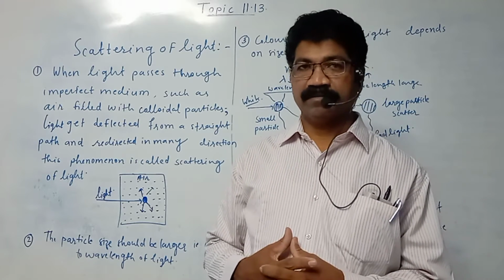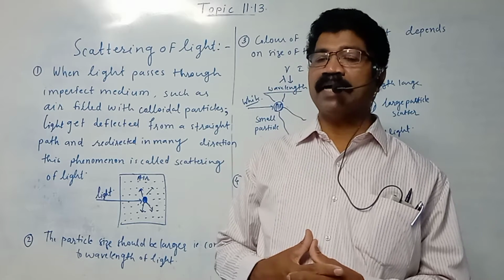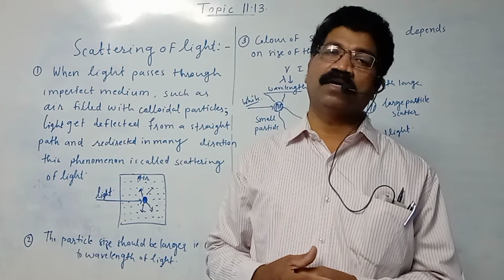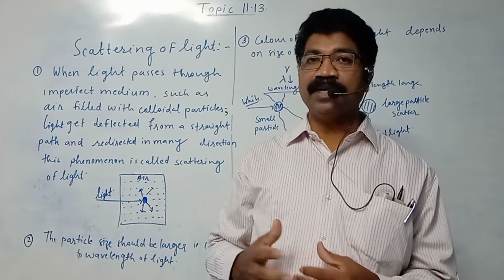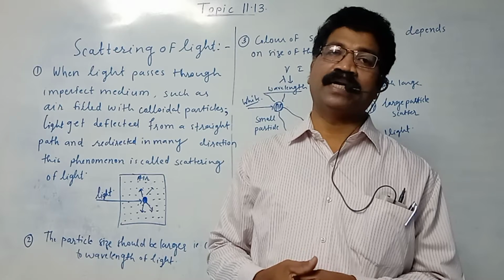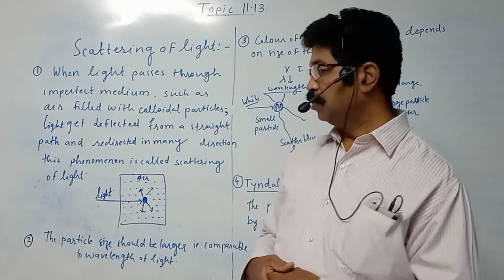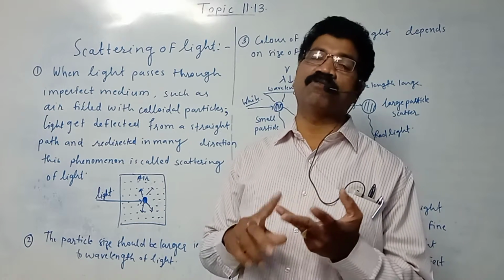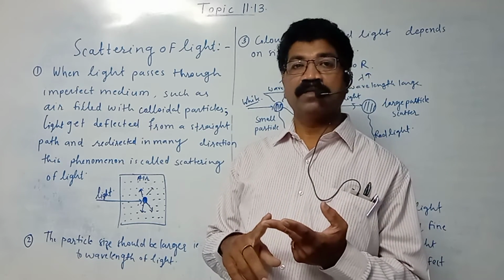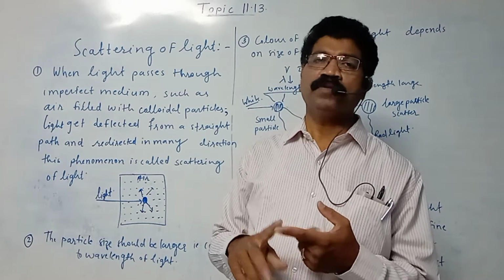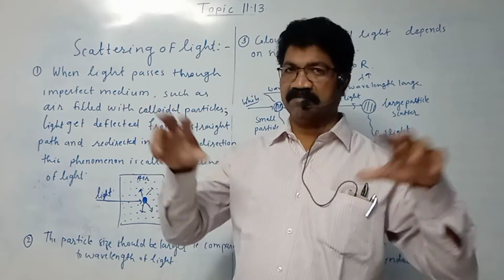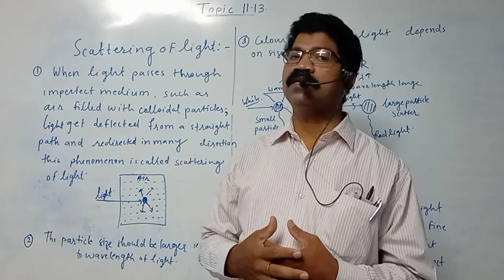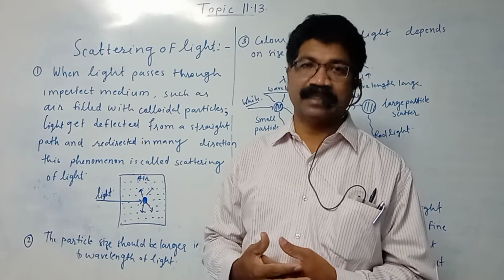So what is scattering? When light passes through an imperfect medium, that is, a transparent medium having suspension or colloidal solution. Light is coming in air. Air is filled with what? Dust particles, water vapor, smoke particles. So many particles are suspended in the air. Air is filled with different varieties of particles.